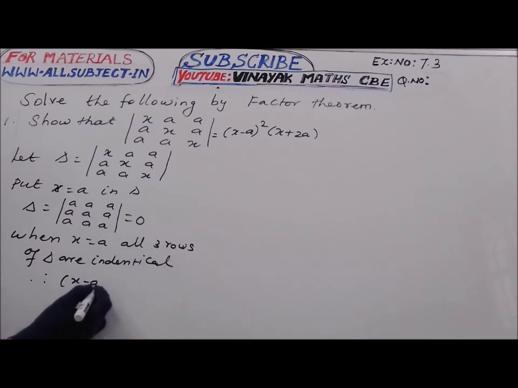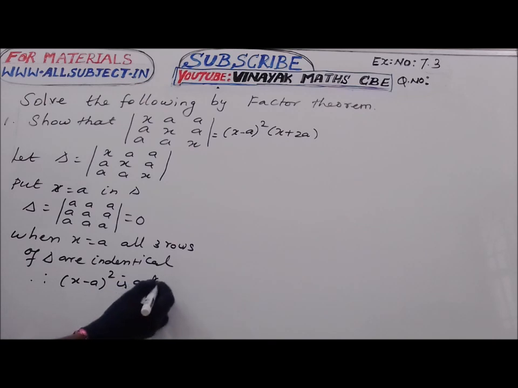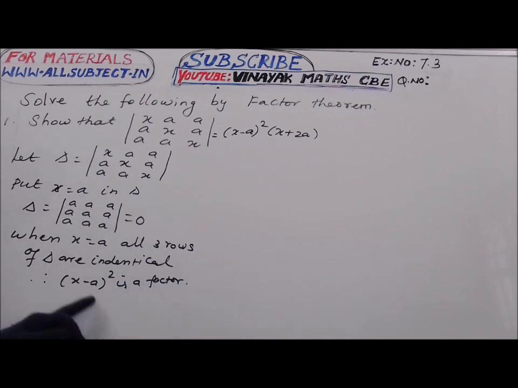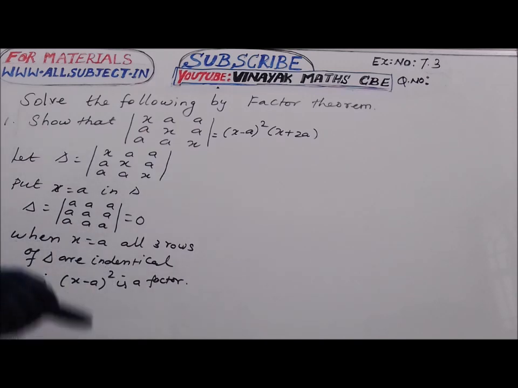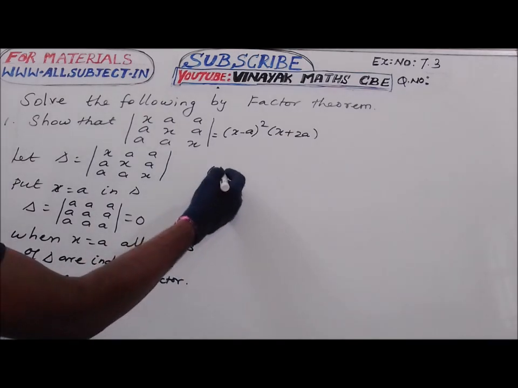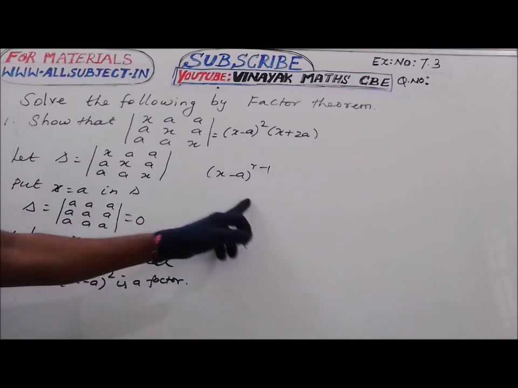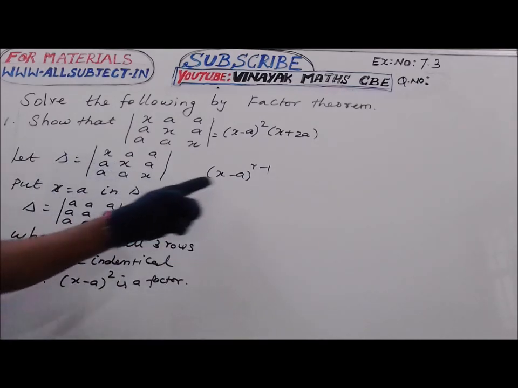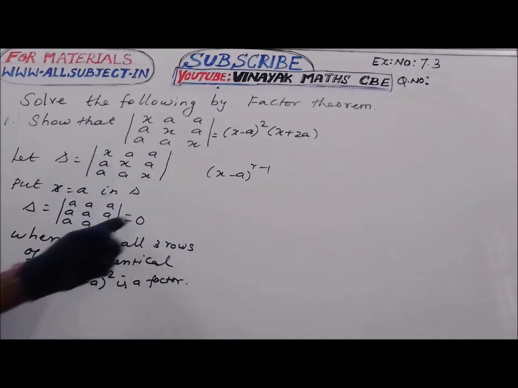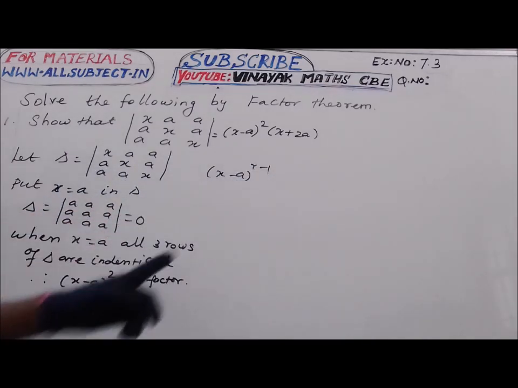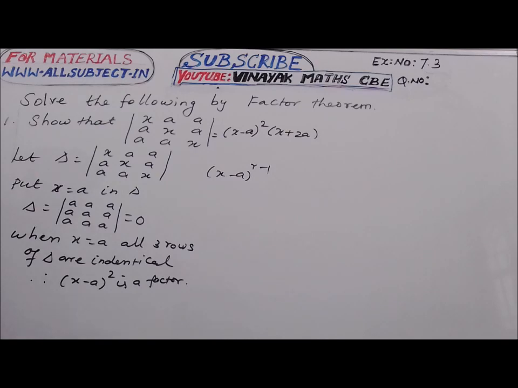Therefore, (x minus a) whole square is a factor. If two rows are identical, (x minus a) power 1 is a factor. If three rows are identical, (x minus a) whole power 2 is a factor. That is, (x minus a) whole power r minus 1 is a factor when r rows are identical when substituting x is equal to a. So here 2 rows identical means 2 minus 1 is 1. 3 rows identical means 3 minus 1 is 2. So (x minus a) whole power 2 is a factor of delta.